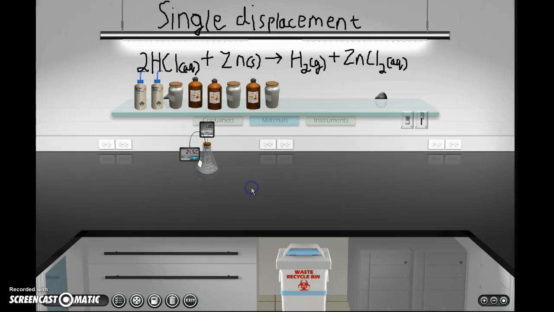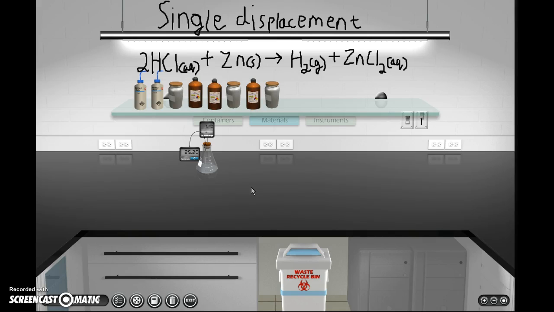As soon as this is added, you will start to see bubbles of hydrogen gas forming from the surface of the solution. You'll also see a pressure increase as a result of this gas and a temperature increase resulting from the energy released in the reaction.